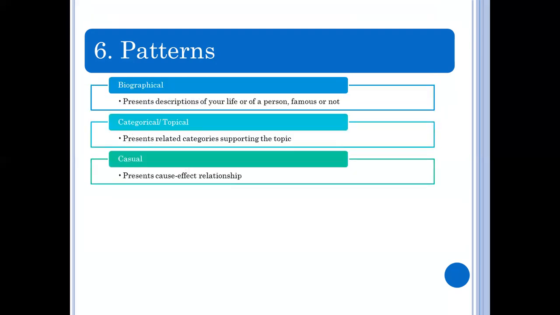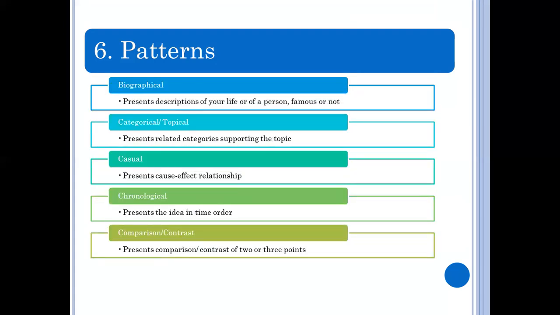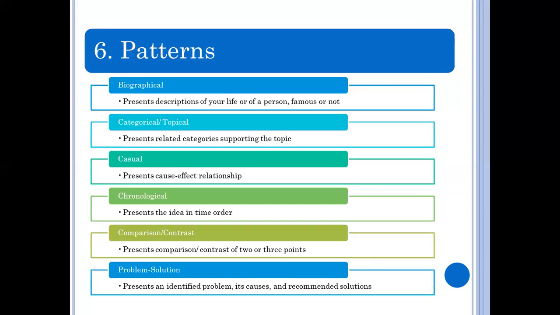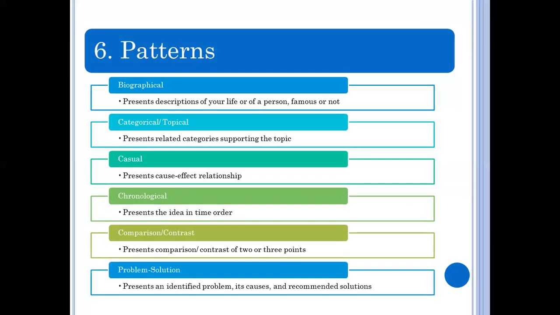Another pattern that we have is causal, and it presents cause-effect relationship. And we have chronological. It presents the idea in time order. And comparison and contrast. It presents comparison and contrast of 2 or 3 points. We have problem solution, and it presents an identified problem, its causes, and recommends solution. And last one is the spatial as well. So these are the different writing pattern forms which we could use and select the one that best suits your topic and the purpose of your topic.